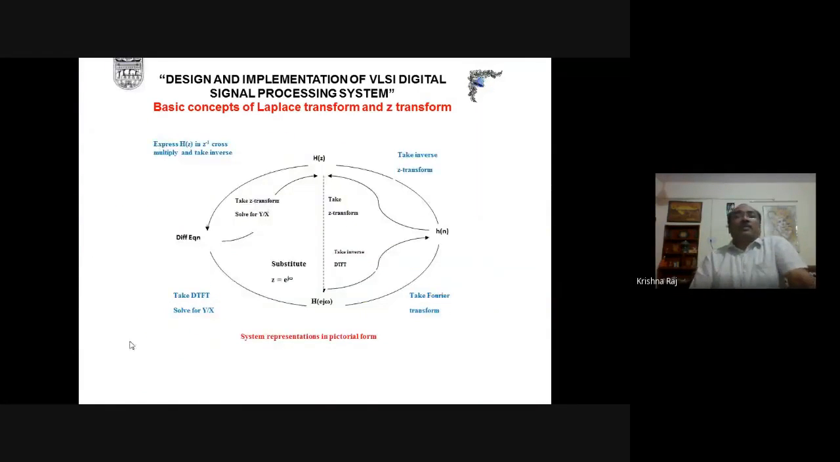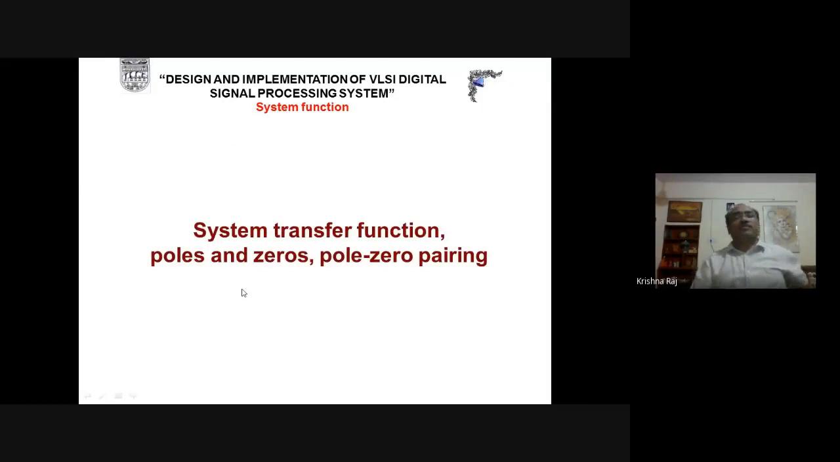Now, to provide ease of calculation, the system transfer function is represented with the help of the poles and the zeros.